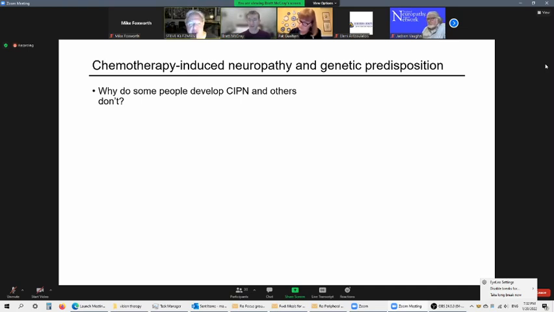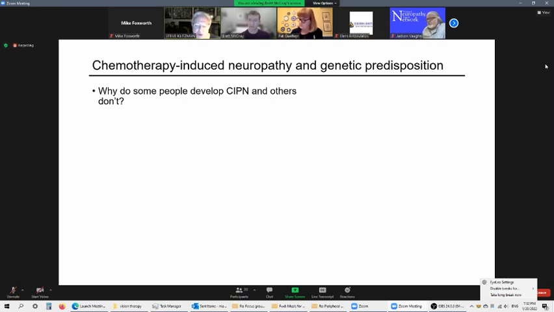What percentage of people who have chemo do develop neuropathy? Do we know that number? I probably should know that number. I don't. It depends on the dose. The likelihood goes up the higher the dose goes, but I don't know.